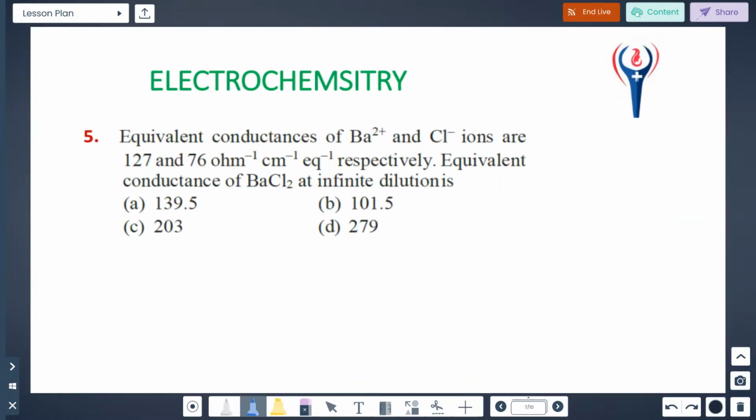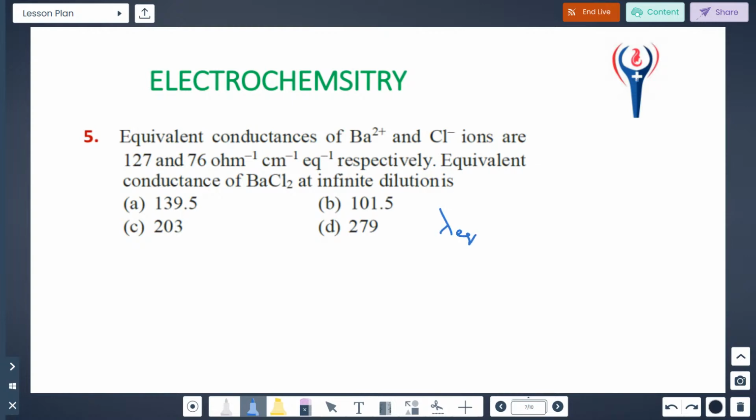Next one is: equivalent conductance of barium and chlorine are 127 and 76 ohm inverse centimeter inverse equivalent inverse respectively. Equivalent conductance of barium chloride. See, we have two conductances, molar conductance and equivalent conductance. The way of writing is different for each. So here, equivalent conductance I write as EQ.